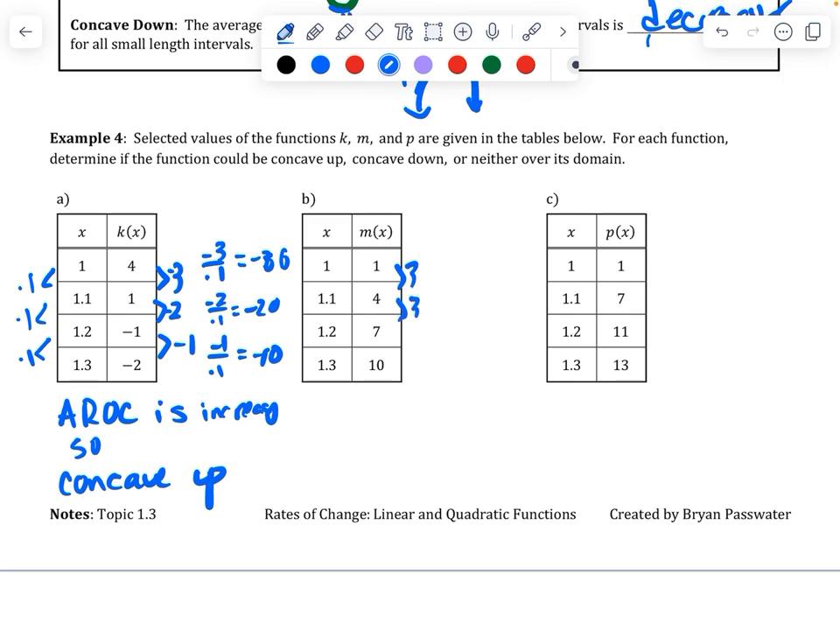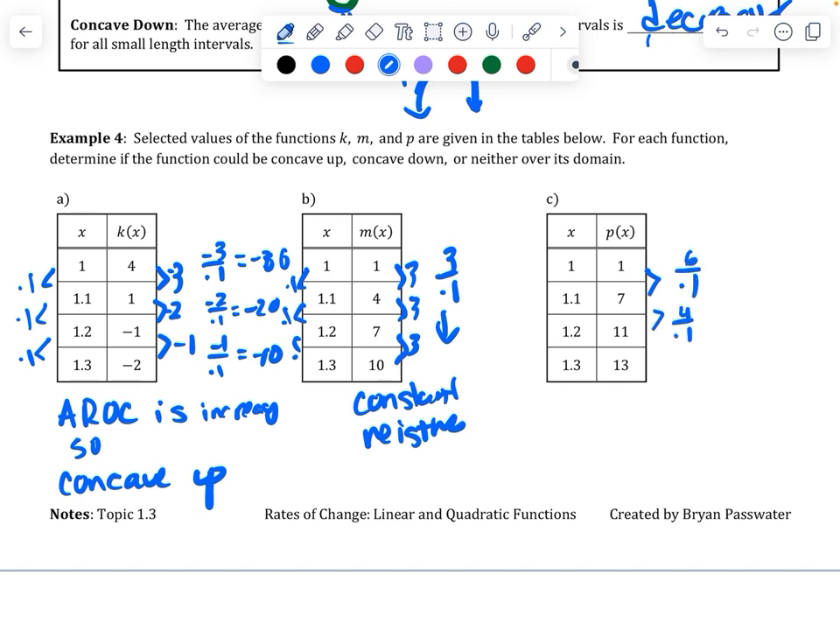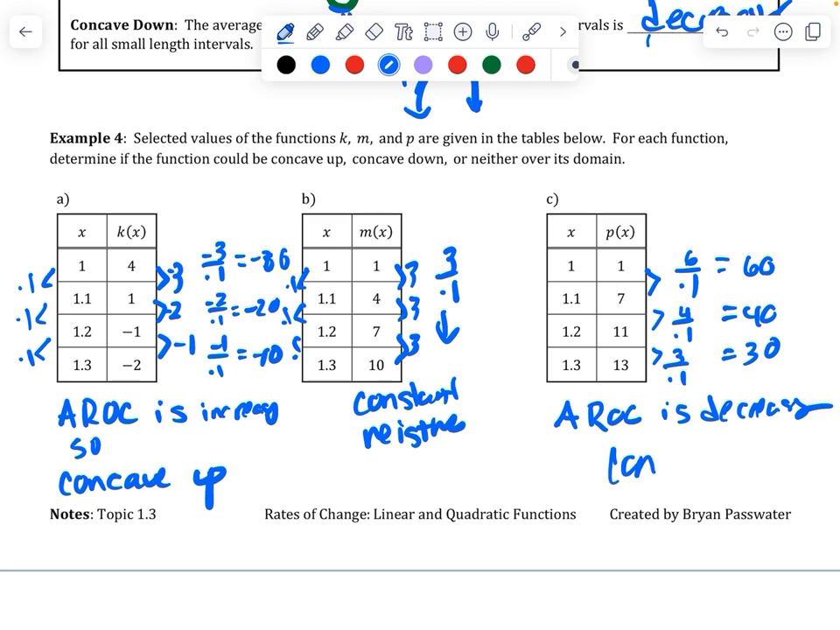So our next one, 3, 3, and 3 over 0.1, 0.1, 0.1. So all of these are 3 over 0.1, so it is constant, so it's neither concave up nor down. If it's constant, it has to be linear. In this last one, this would be 6 over 0.1, 4 over 0.1, 3 over 0.1, so 60, 40, 30. Our average rate of change is decreasing, so it's concave down.